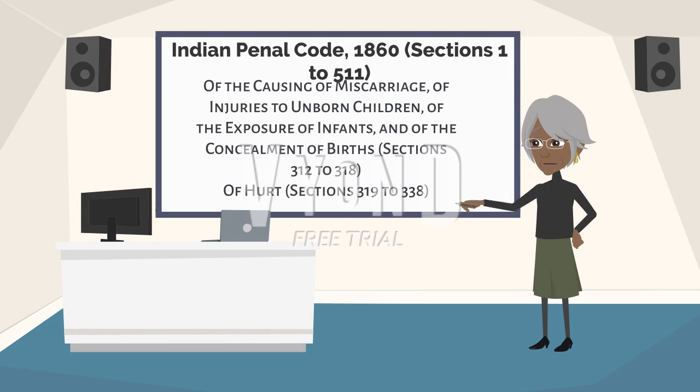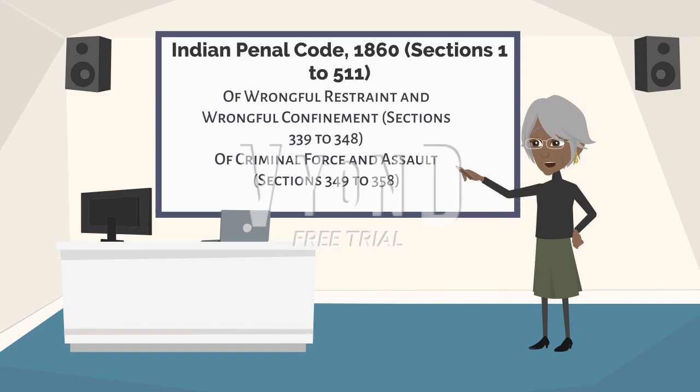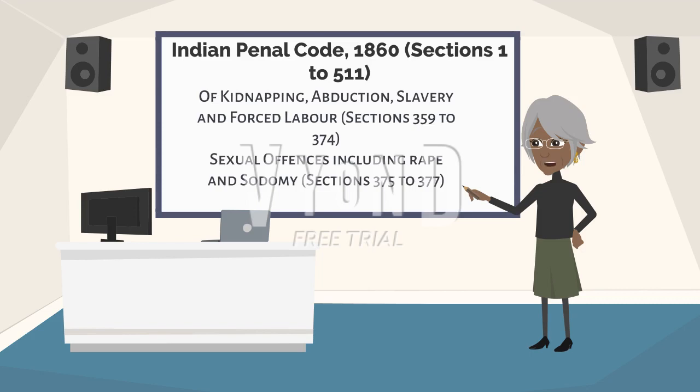Of hurt, Sections 319 to 338. Of wrongful restraint and wrongful confinement, Sections 339 to 348. Of criminal force and assault, Sections 349 to 358. Of kidnapping, abduction, slavery and forced labor, Sections 359 to 374. Sexual offences including rape and sodomy, Sections 375 to 377.